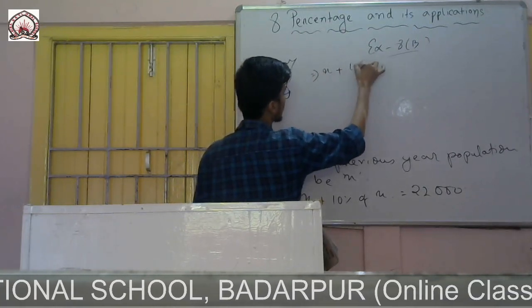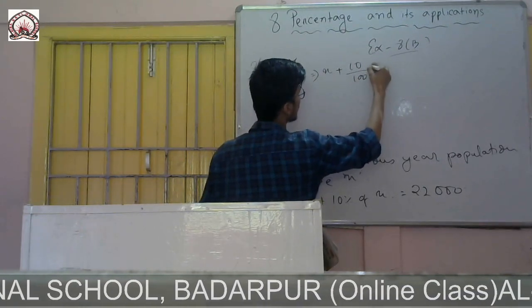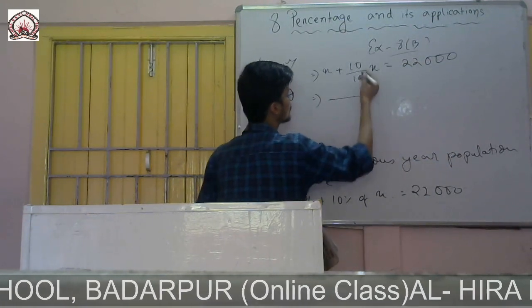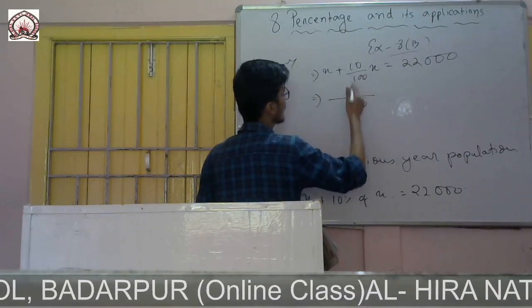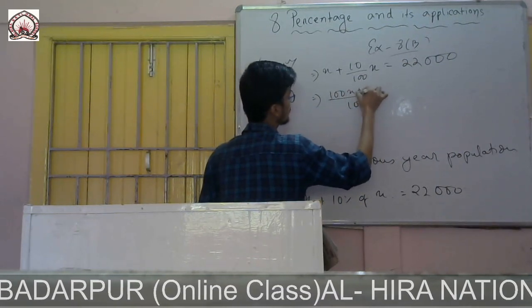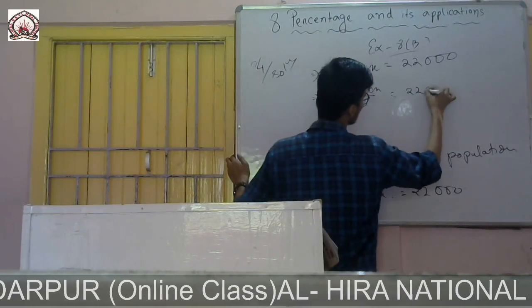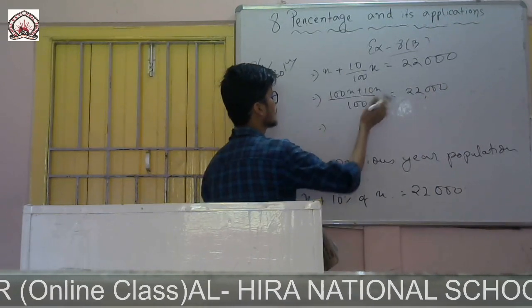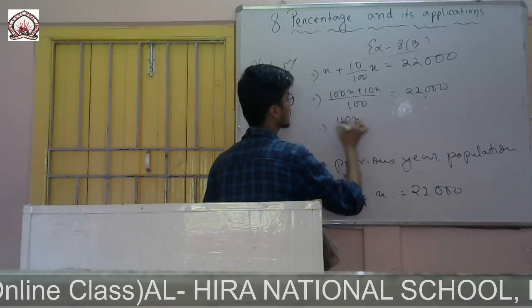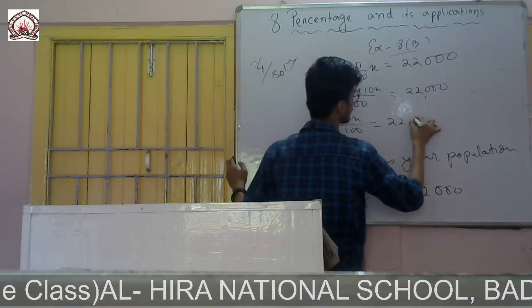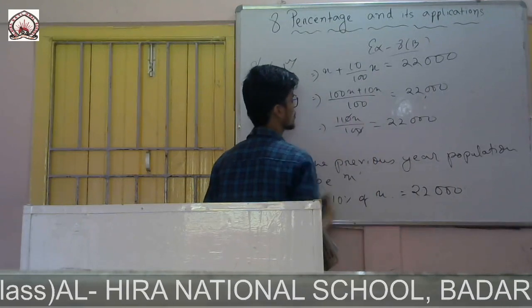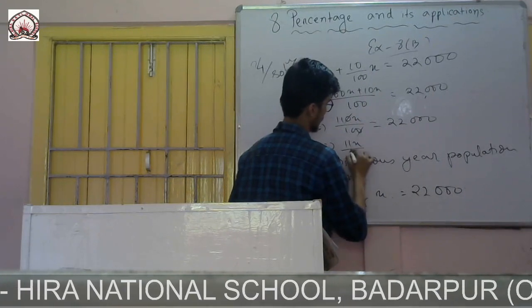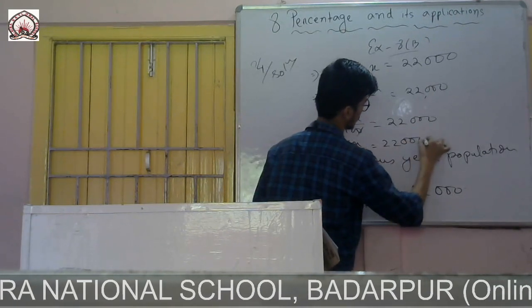Implies X plus 10% means 10 by 100 into X equals 22,000. I'll take the LCM 100, so it will be 100x plus 10x over 100 equals 22,000. That is 110x by 100 equals 22,000. The 10 and 10 I can cancel, so 11x by 10 equals 22,000.